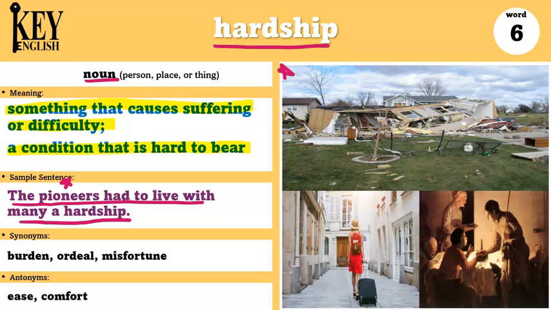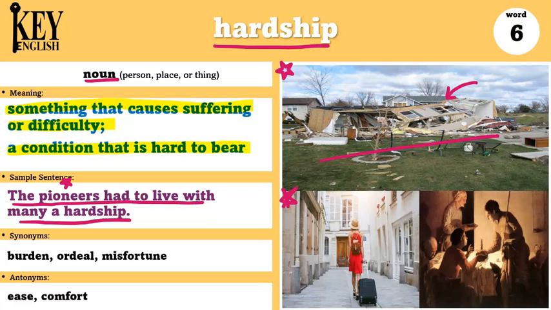Another example would be, the storm caused great hardship for the families who lost their homes. So in this example, there might have been a tornado or another storm that caused some homes to be destroyed. So of course, that would give hardship, that would give a difficult time to the people who lived in this home before.